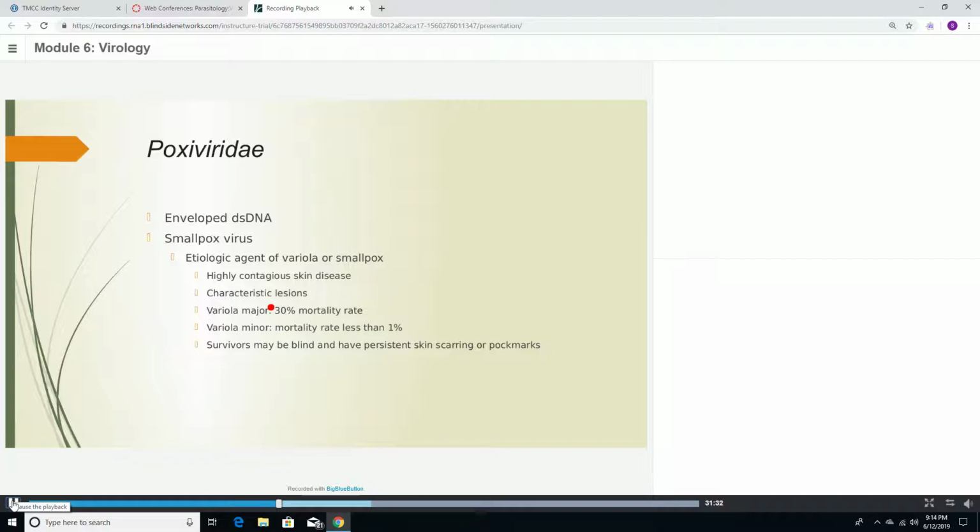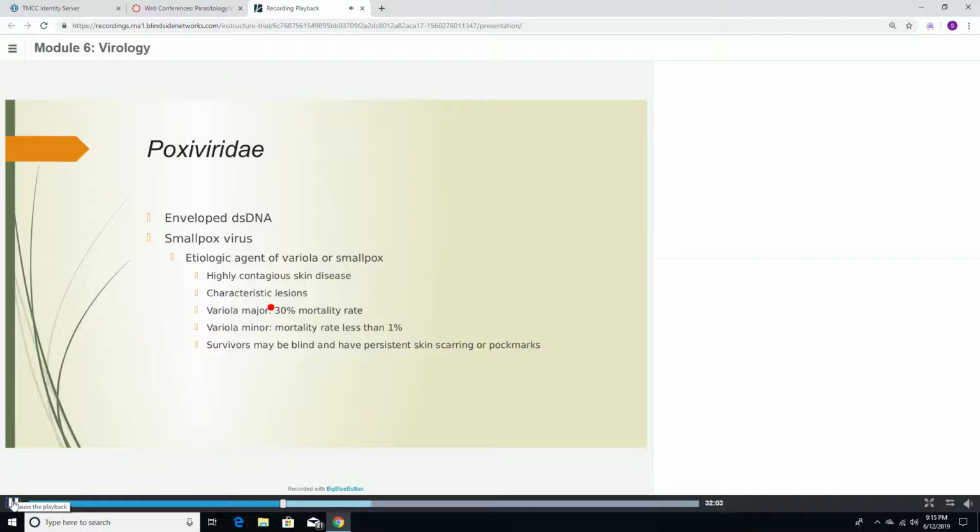So Poxvirinae is the next family we're going to discuss. This family includes enveloped double-stranded DNA viruses. Poxvirinae is the causative agent of the smallpox virus. So it's the etiologic agent of variola or smallpox. It's a highly contagious skin disease with characteristic lesions.